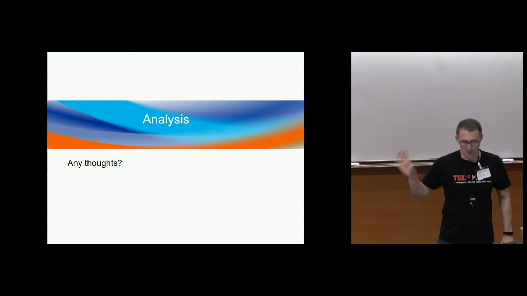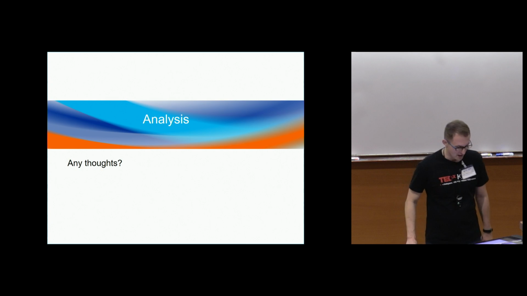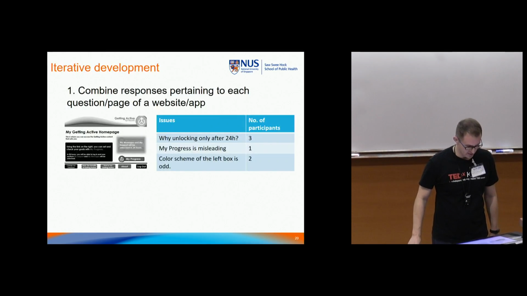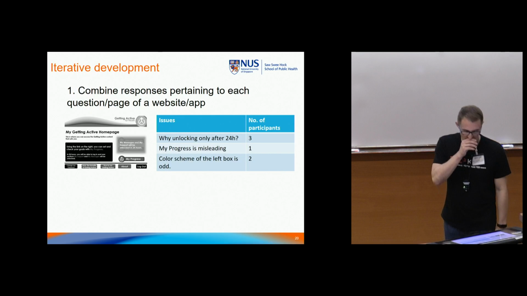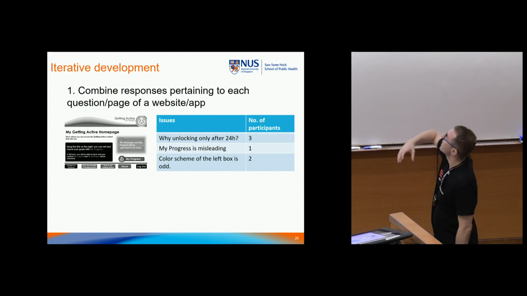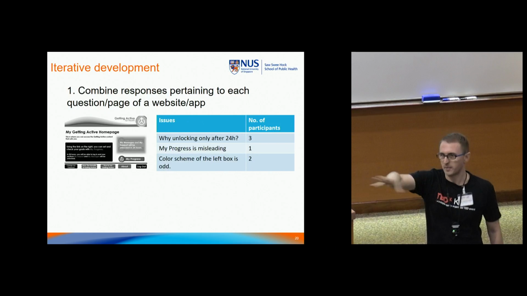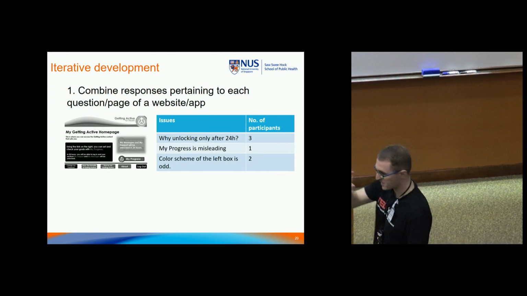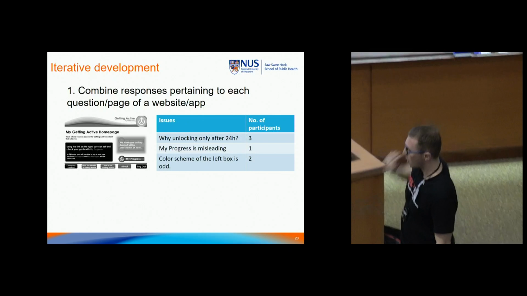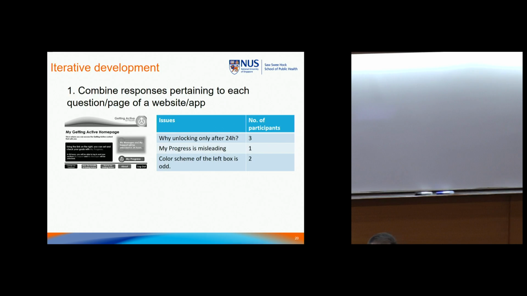So I'm not asking you now about your thoughts on analysis, because I already have some ideas of how to do it. What we normally do is combine responses pertaining to each question page or app page, so that we have the page name, whatever the specific page is, like healthy living in Singapore. Then we would have a comment of the participant, and this is where the recording comes in. Ideally, you would have it verbatim. If not, you could paraphrase it if it's not something you need to publish.